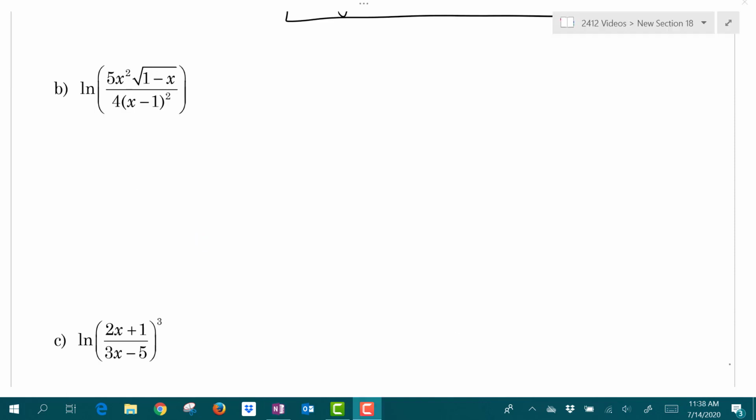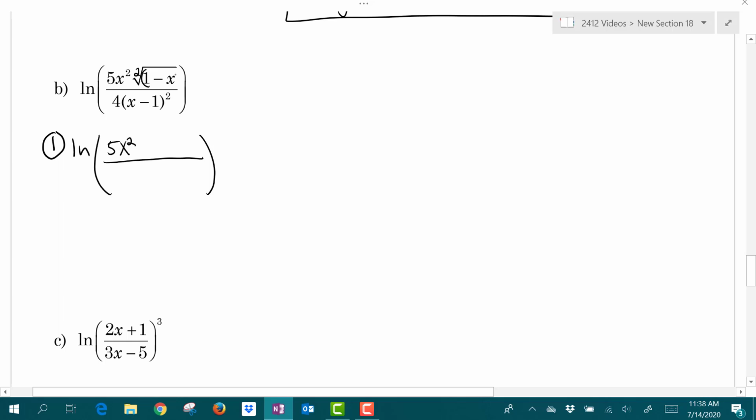Alright, in example B, the first thing we're going to do is take any radicals and rewrite them using fractional exponents. So at the top I have 5x squared, and I have the square root of 1 minus x. The index of that radical is 2. I'm going to put the whole group in parentheses and raise it to that power that's implied of 1. And so I'm going to rewrite this as (1 minus x) in parentheses. We're going to put the power at the top of the fraction, and then we're going to put the index at the bottom of that fractional exponent.